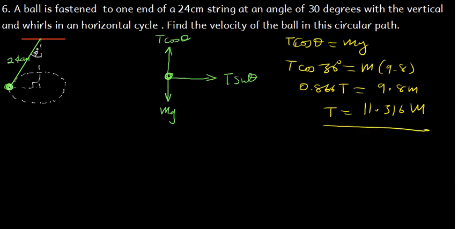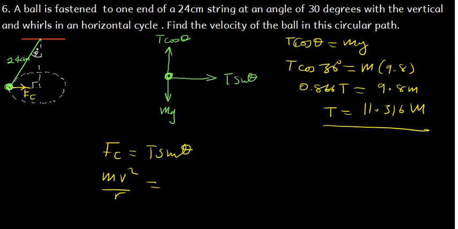Now let's go to the x component. Because this thing is moving in a circle, the x component of the tension is the one which is going to be responsible for the centripetal force. As it is moving, there is always a force pulling this ball towards the center, and that is the centripetal force. Centripetal force is due to the x component of the tension force. So centripetal force is equal to T sin theta. Centripetal force is given by mass times velocity squared divided by the radius.